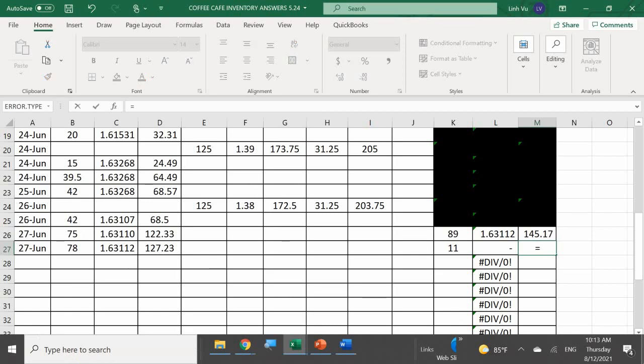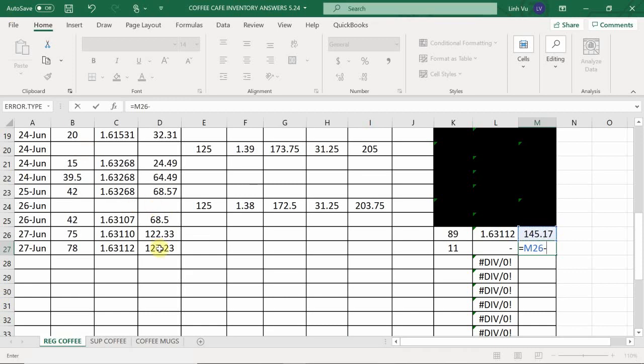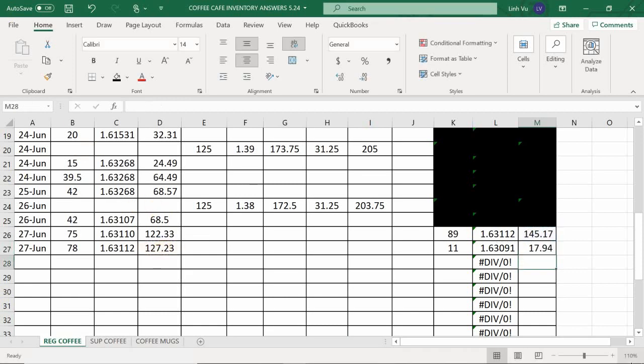And same thing here. If I'm going to start with 145.17 and I sold 127.23, it should give me a remaining balance of $17.94, which gets recalculated once again, right? My 11 pounds is going to cost me now $1.63091. So it's drastically dropped by a lot.